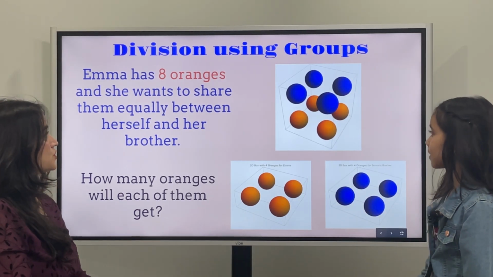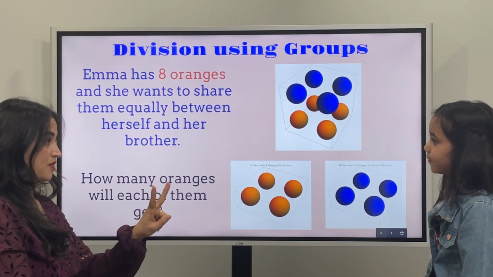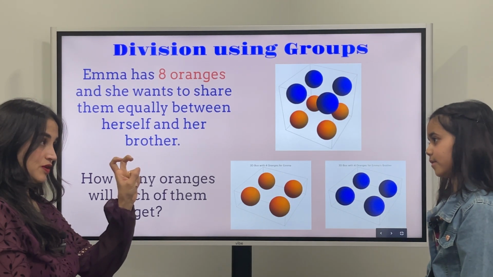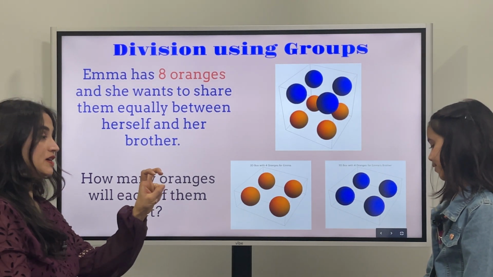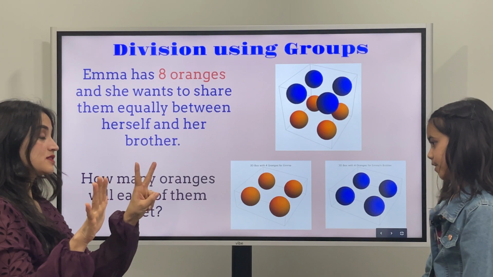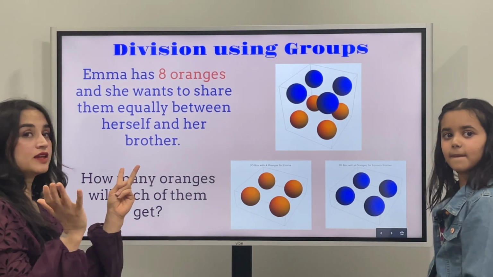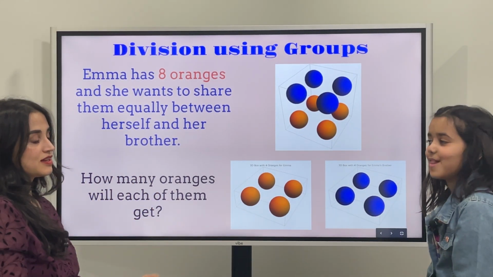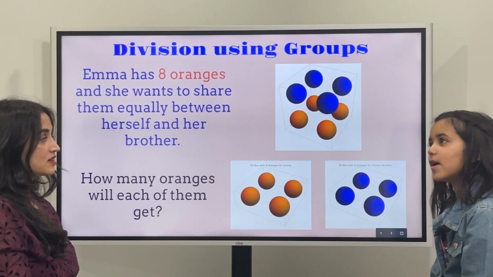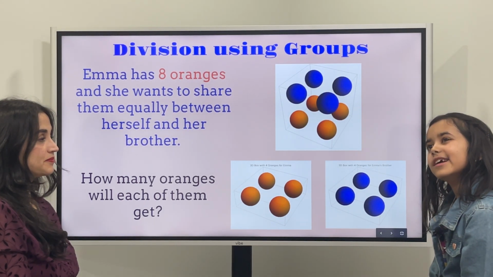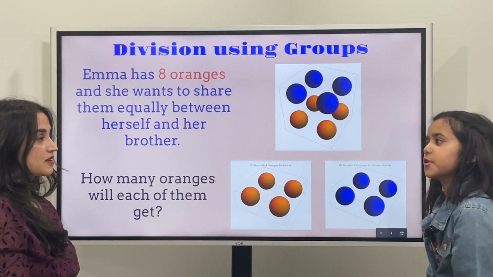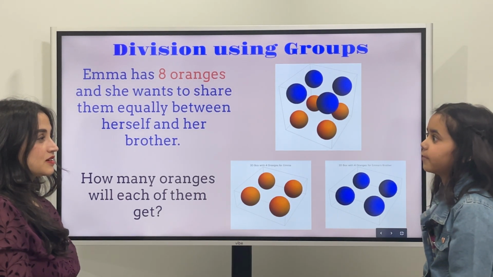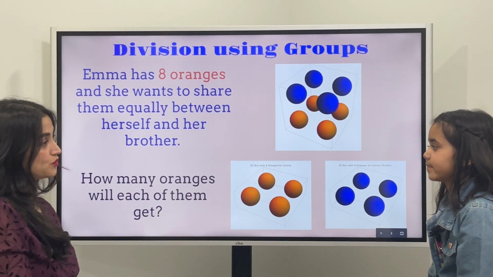So Emma and her brother, 2 people. So we have 2 people here and 8 oranges. So now how can they get equally? I do know that 4 plus 4 equals 8, so probably they get 4. So you have to divide into 2 groups.